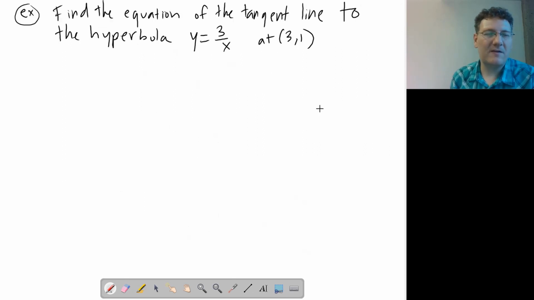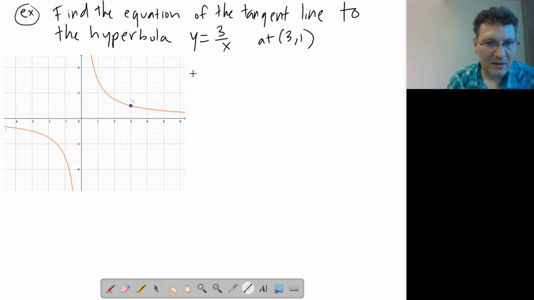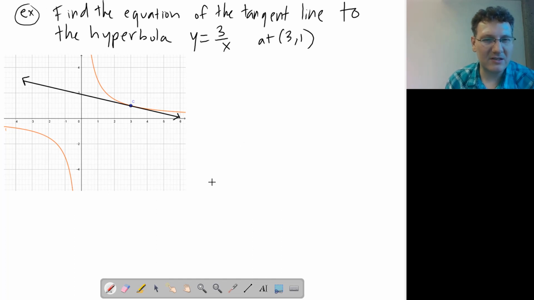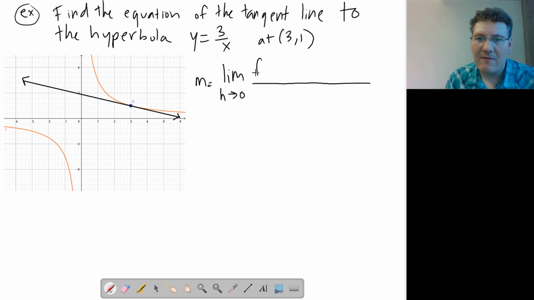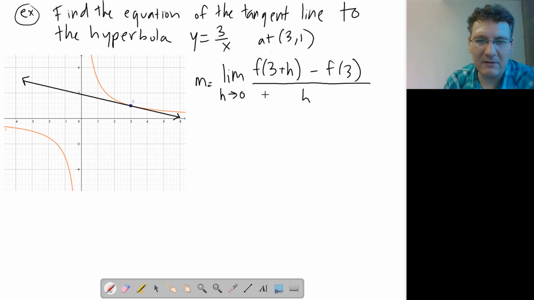Let's do an example. Let's find the equation of the tangent line to the hyperbola y equals 3 over x at (3, 1). So here's a picture of the hyperbola and the point, and this is approximately what that tangent line would look like, just a sense. So, all right, let's set this up as a limit. We would say m, the slope, is equal to the limit as h approaches 0 of f of 3 plus h minus f of 3 divided by h. This is the limit of this difference quotient.